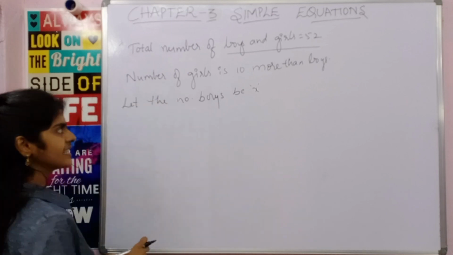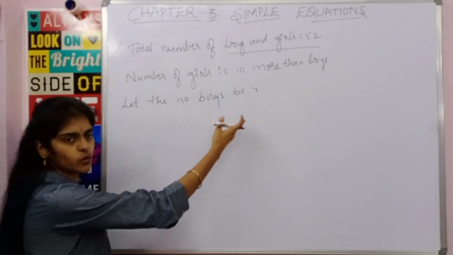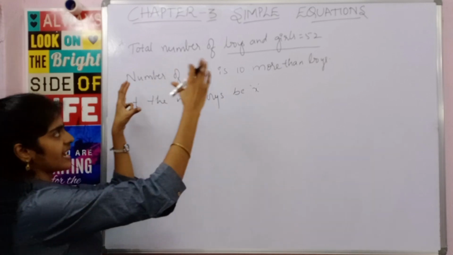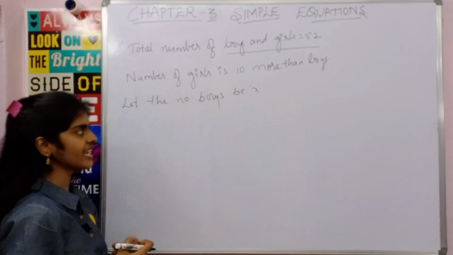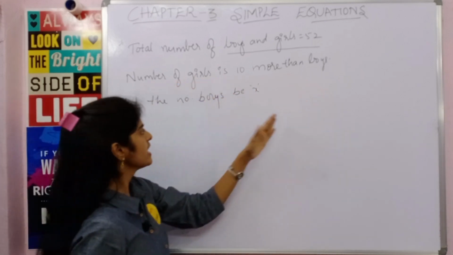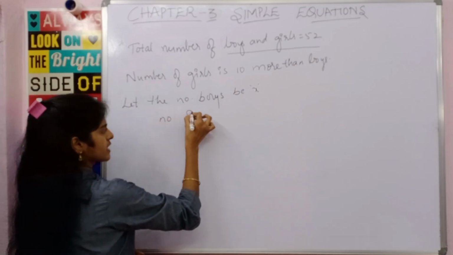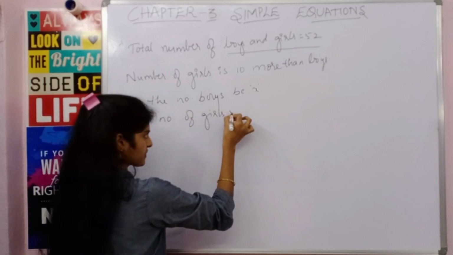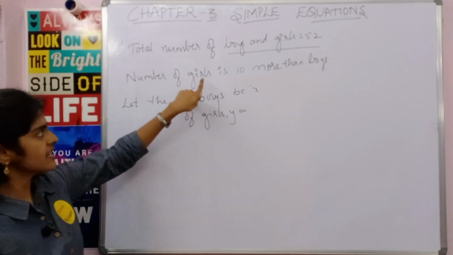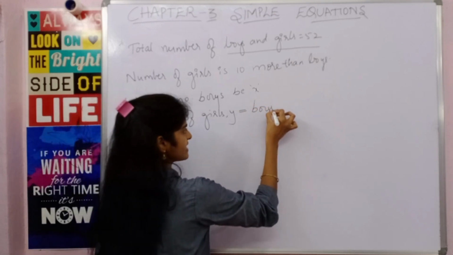Clear? Now we have finished two steps. We have read the question carefully, identified the unknown quantity and represented it by the letter x. Now let us write it as an algebraic equation. Here it is given that the number of girls is 10 more than boys. You have taken the number of boys as x. So what is the number of girls? If you take the number of girls as y, it is 10 more than boys. That means if you add 10 to the number of boys, you get girls.